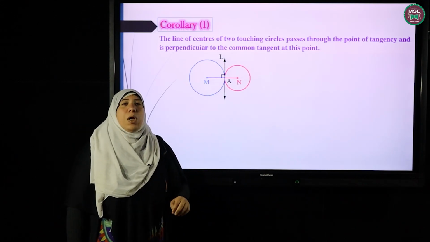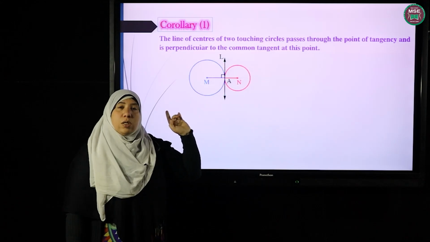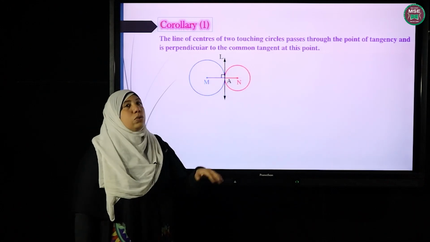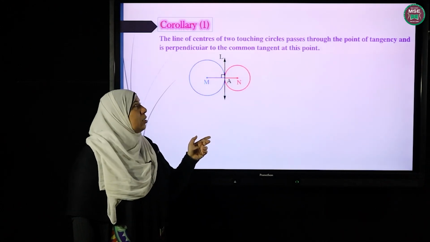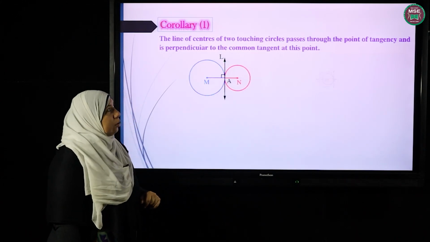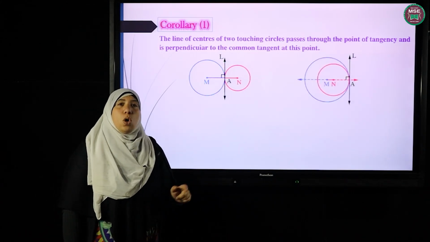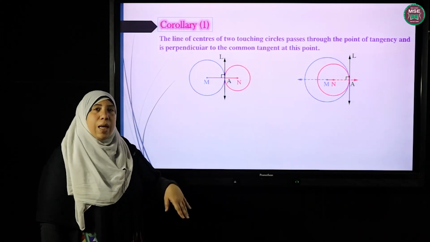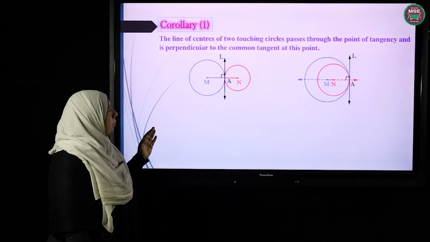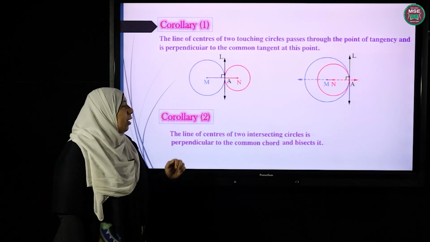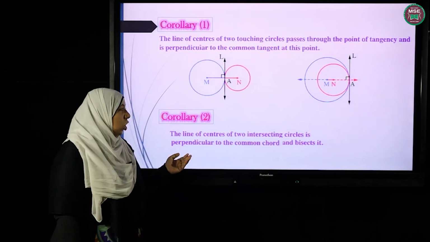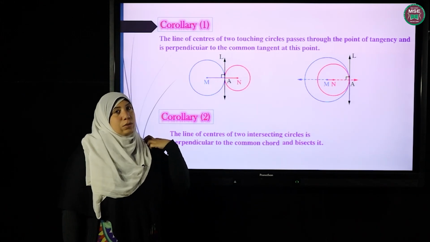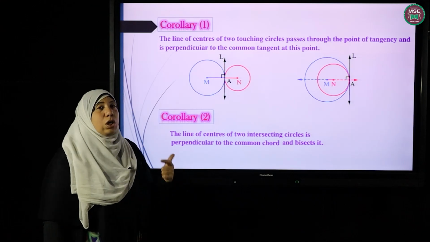This common tangent is perpendicular to the line of centers. MN here is called the line of centers. So the line of centers here is perpendicular to the common tangent, and this is an important remark. And if they are touching externally, L here is also a common tangent for the two circles, and the line of centers MN is perpendicular to L. Corollary number 2: the line of centers of two intersecting circles is perpendicular to the common chord and bisects it. Not perpendicular only, here it's perpendicular and bisecting.